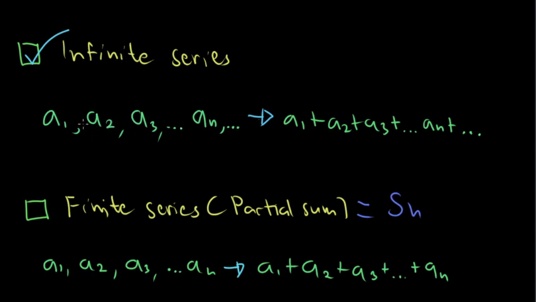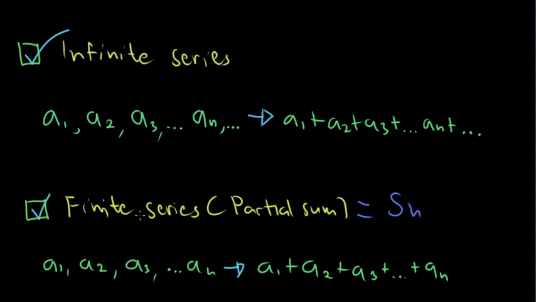Kapag pinag-add ko ang lahat ng terms dito sa sequence na yan, ang makukuha ko ay halimbawa ng infinite series. So again, if you have an infinite set, pag pinag-add mo lahat ng terms, makukuha mo ay infinite series. Kagaya siguro ng sa example kanina, the set of all square numbers are infinite. Hindi matatapos yung listahan na yun. Siguro kung hahanapin mo lahat ng sum nila, ang makukuha mo ay halimbawa ng infinite series.